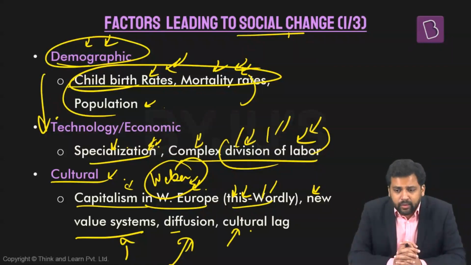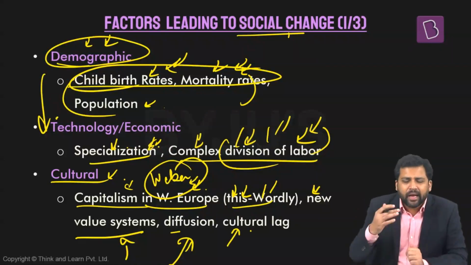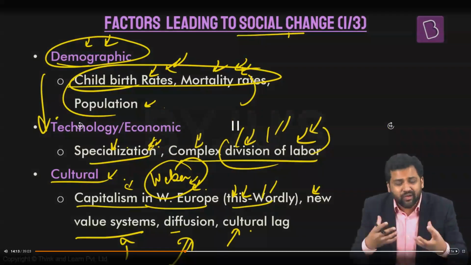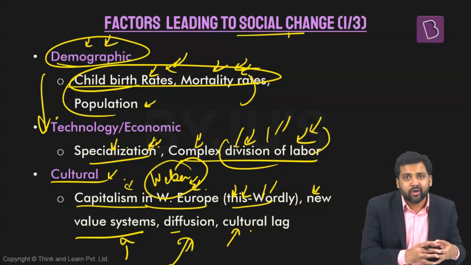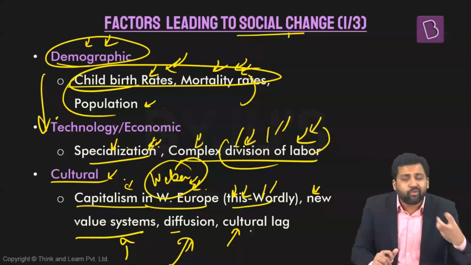Sometimes what happens is there can be cultural lag. What is the meaning of this? See, we are exposed to different kinds of cultures. As a result of which, yes, we get influenced, and society changes. But sometimes a part of our culture changes, but a part of our culture doesn't change. It is resistant to change. Generally, what happens is the material components of our culture change quickly.